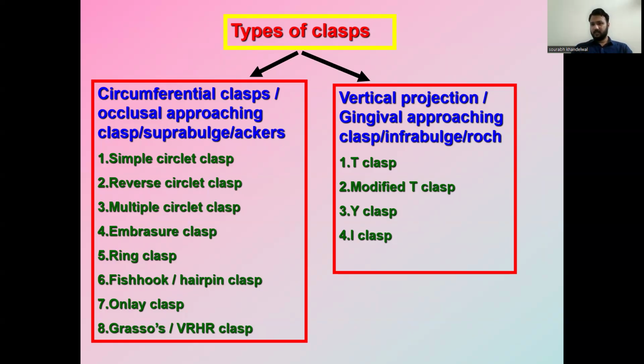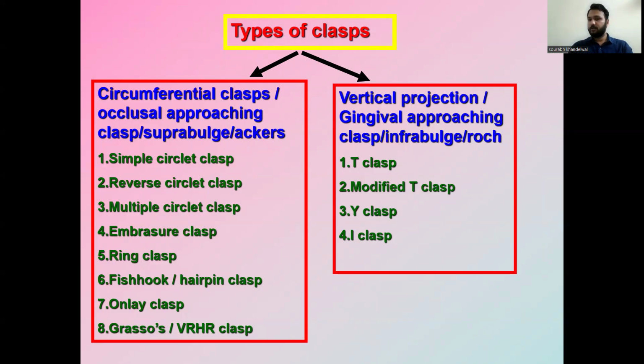So what is the basic difference between these two clasps? This circumferential clasp will circumferentially cover the abutment tooth, and it will approach from the occlusal surface. That is why it is called occlusal approaching clasp.